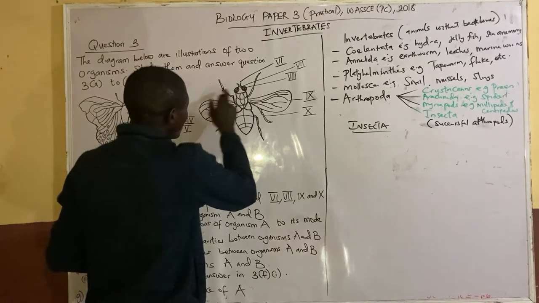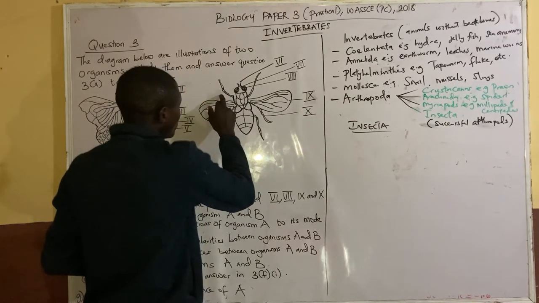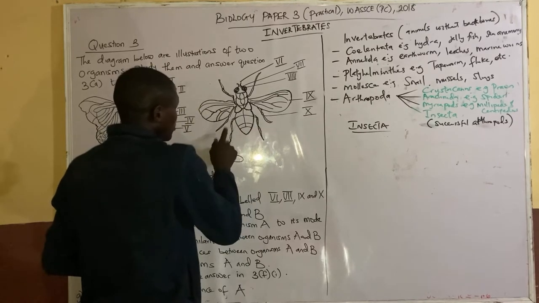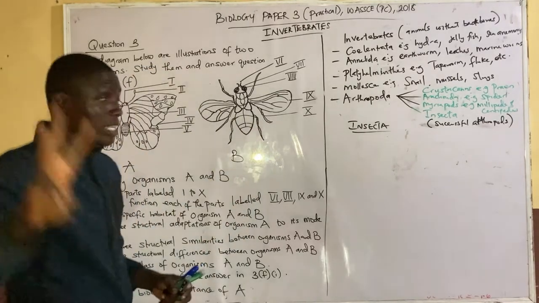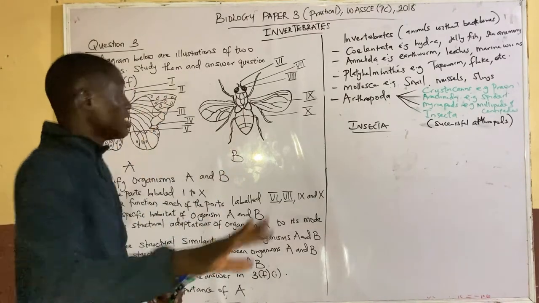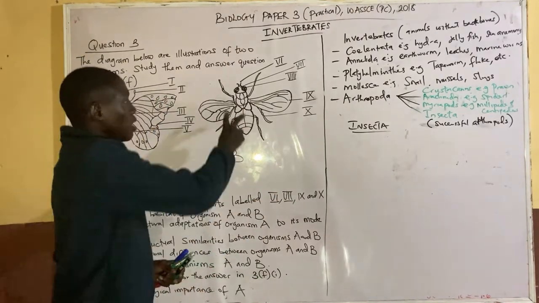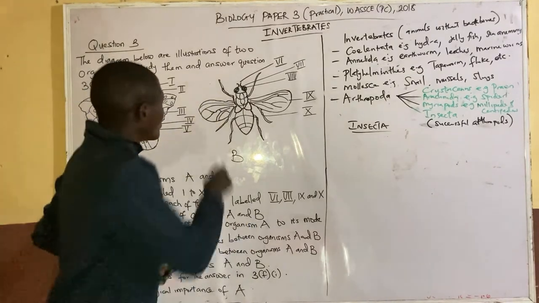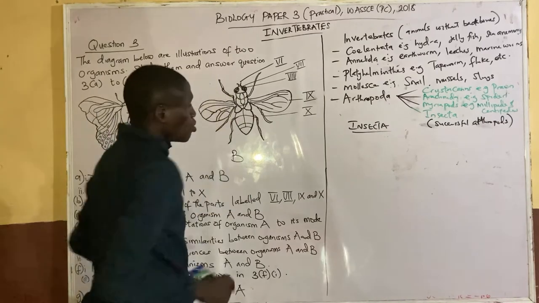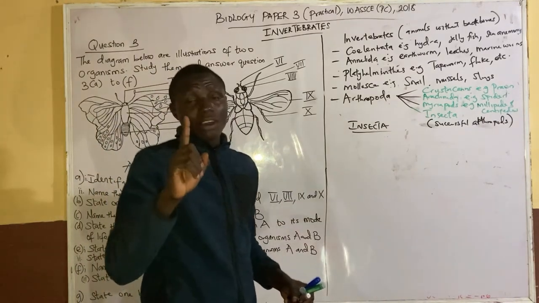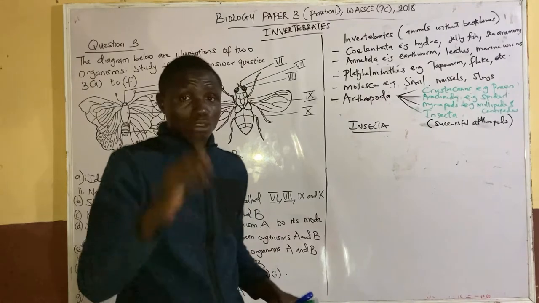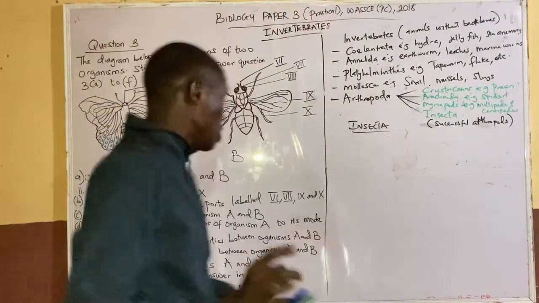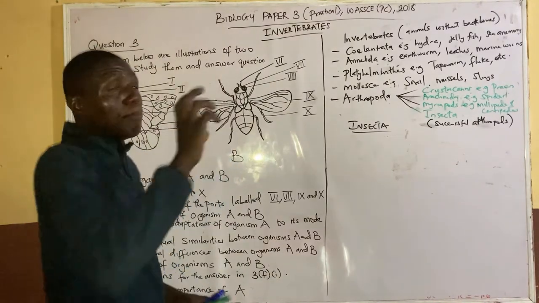Now these legs, this is one pair, one, two, this is another pair, one, two, this is another pair. So if they have 3 pairs, that is, they have 6 legs, that is 2 times 3. So they have 3 pairs of jointed legs. You can see the legs are jointed. So this is one of the characteristics that they have. The body is divided into 3 parts: the head, the thorax, and the abdomen. The second one is that they have 3 pairs of jointed legs.